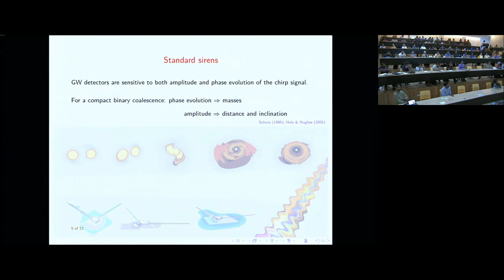Independently, the amplitude depends on the masses, distance, and inclination. So one can plug in the masses estimated from the phase evolution back into the amplitude to independently obtain the distance and inclination. So this gravitational wave observation directly tells us the distance without having us to rely on any cosmic distance ladder.